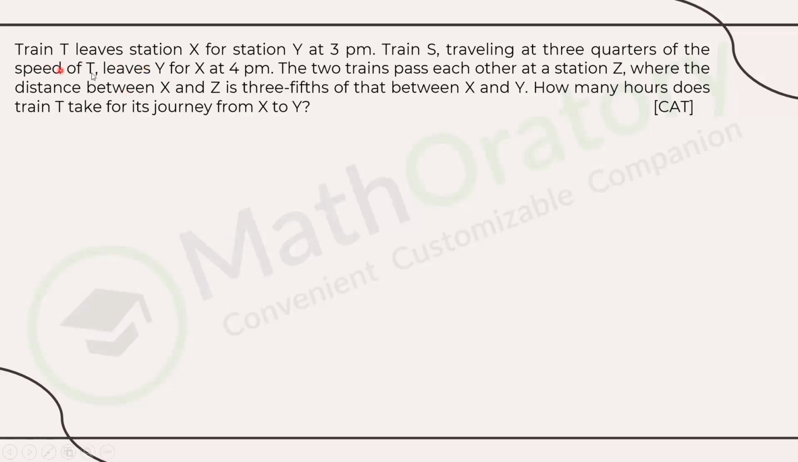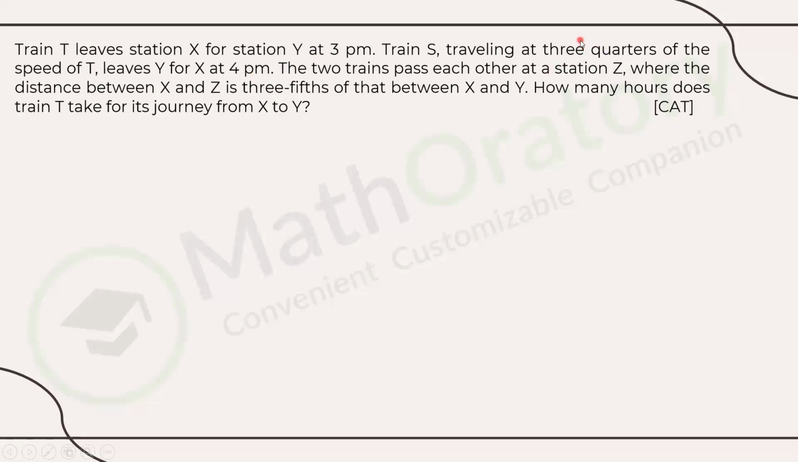Train T leaves X for Y at 3 p.m. Fair enough. So you know the source, the destination, and at what time it leaves. Train S is traveling at 3/4 of the speed of T. So initially it has been mentioned the relationship of speed between S and T, not the value of the speed. Train S leaves Y for X at 4 p.m. So it is traveling in the other direction. T is traveling from X to Y and S is traveling from Y to X. Also starting at two different times, and the relation of speed is mentioned.